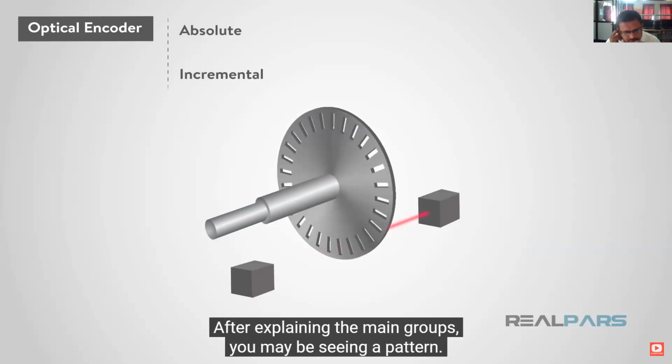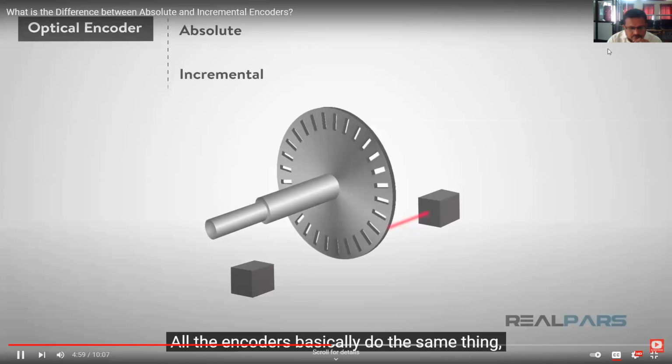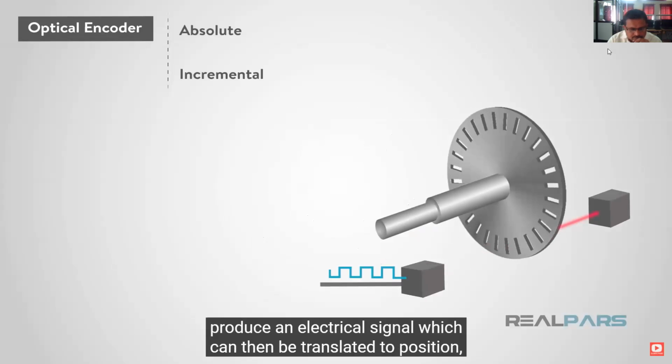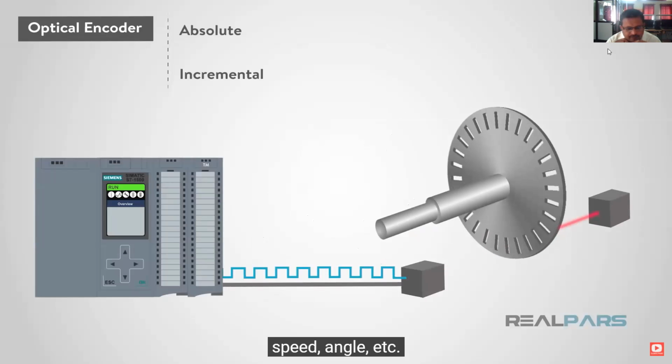After explaining the main groups, you may be seeing a pattern. All the encoders basically do the same thing, produce an electrical signal which can then be translated to position, speed, angle, etc.